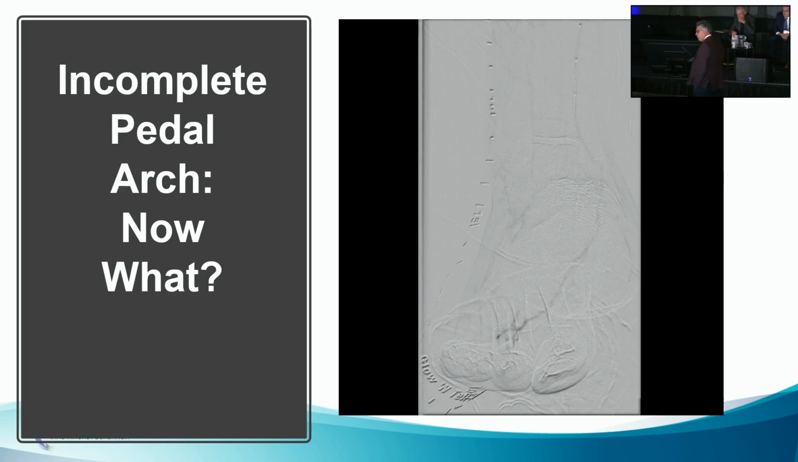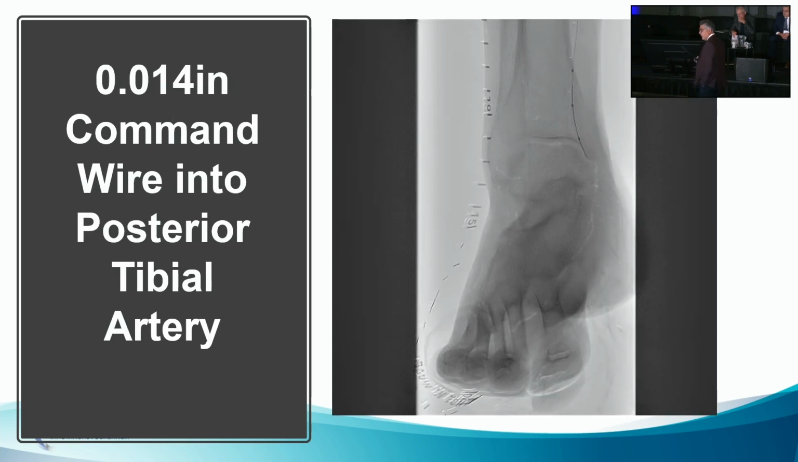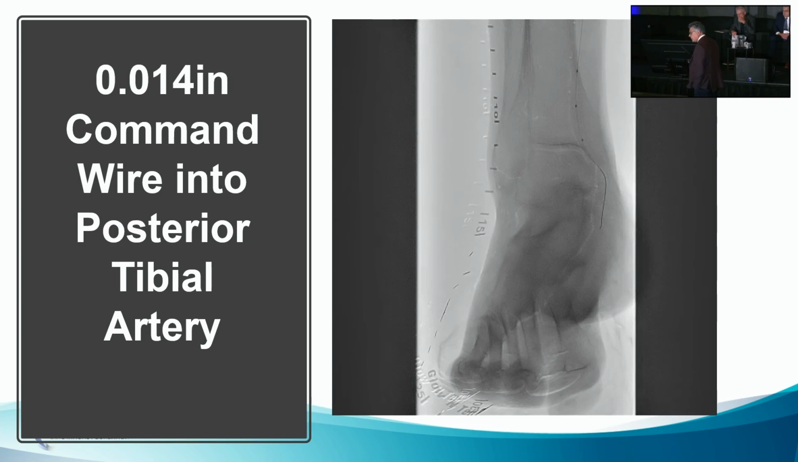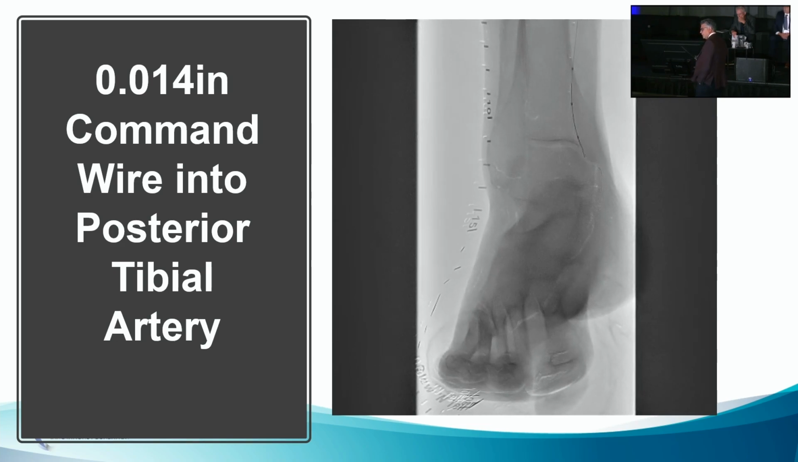So now we bring down a wire and do a roadmap image and put it into the posterior tibial. The patient decides to move their foot right at the wrong time. But nonetheless, we're able to get down into that distal portion of the posterior tibial, and then we kind of run into a stop right here, right? It's not going because it's occlusive, so try to bring down a catheter. What do you want to do next?